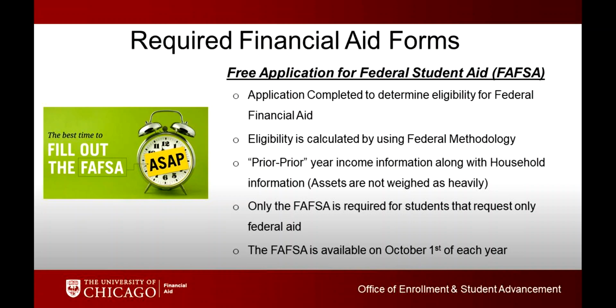It does use prior year income information, meaning taxes from 2 years previously. So for the 2021-2022 academic year, we will be looking at 2019 information. If you're only eligible or interested in applying for federal financial aid, all you need to do is complete a FAFSA application. And this application becomes available on October 1st of each year.